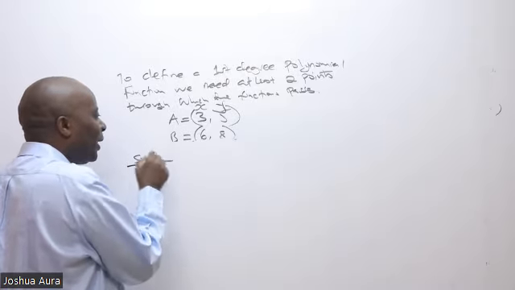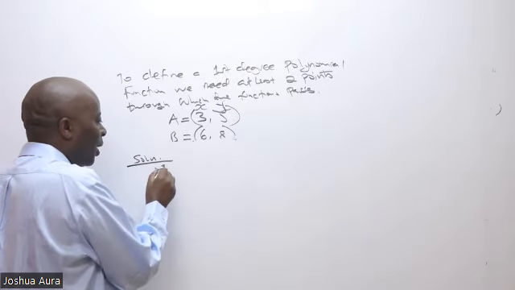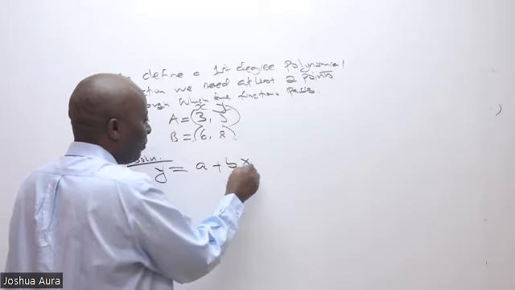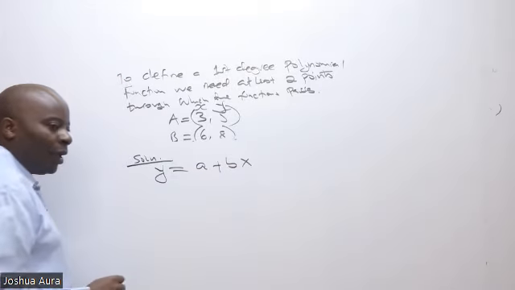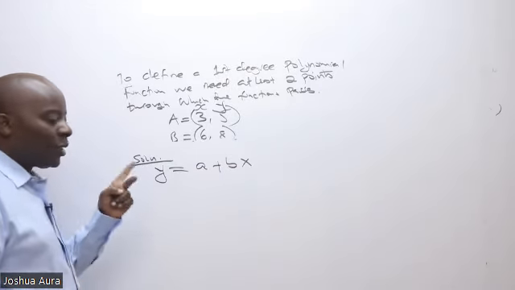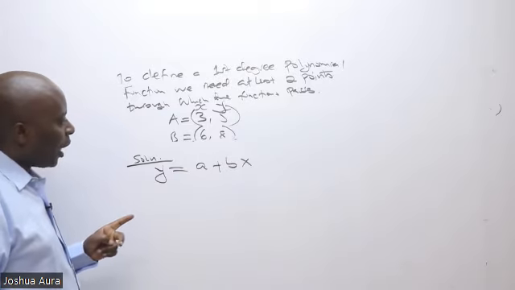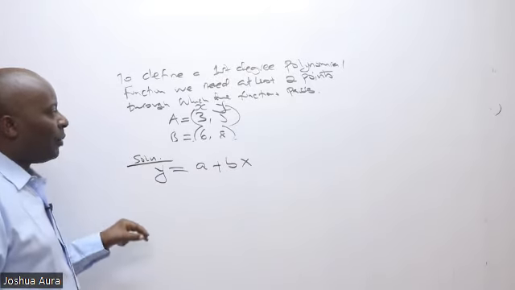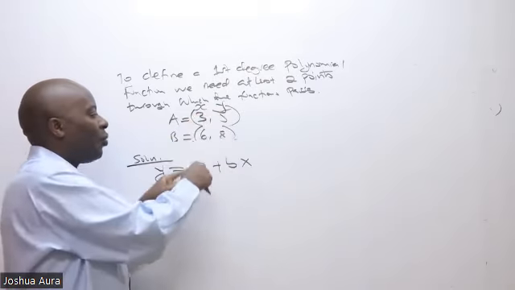We know if it's a linear function, it's a first degree polynomial. This is the general form: y equals a plus bx. From there, I will form two simultaneous equations. I will start with the first point and form the first equation by plugging in x and y here.